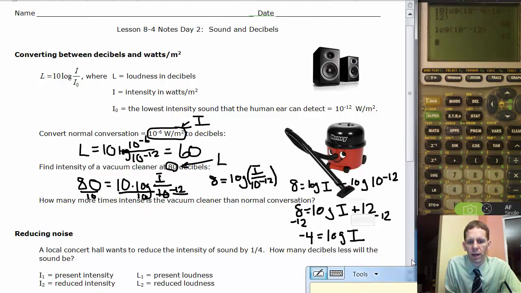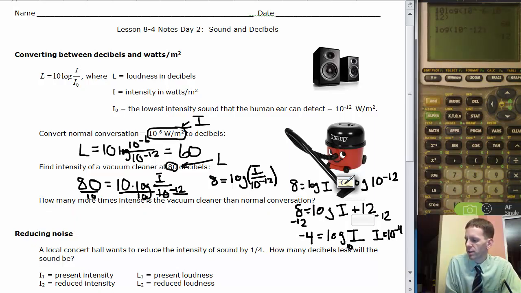To convert from logarithmic form to exponential form, what we're going to do is say this is 10, this is our base right here. 10 to the negative 4th power equals I, or you can say I equals 10 to the negative 4th power, and there's your solution.